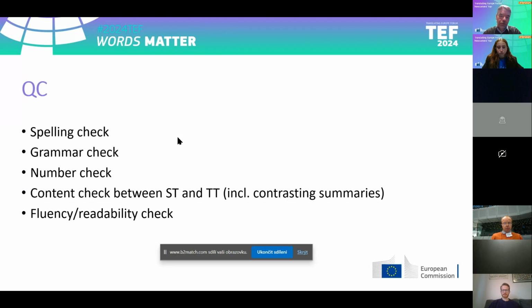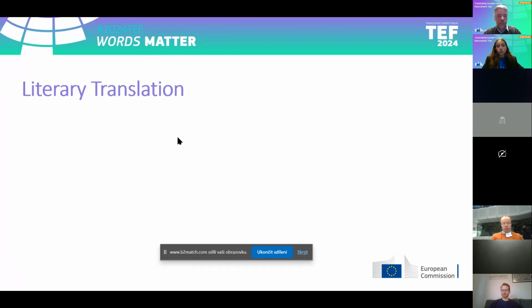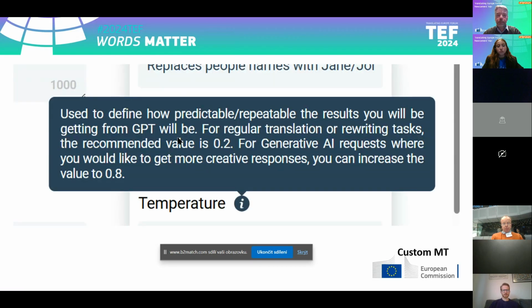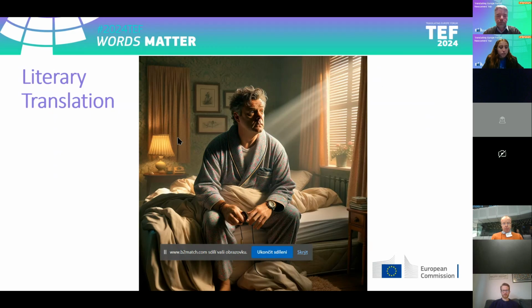Spelling check, not so reliable, but perhaps depending on the languages. If you're using large languages, spelling check, grammar checker could be useful, but I think still the functionalities in Microsoft Word, for example, are much more reliable. Number check, so-so. And you could always check the content between source text and target text when it comes to summaries, etc.